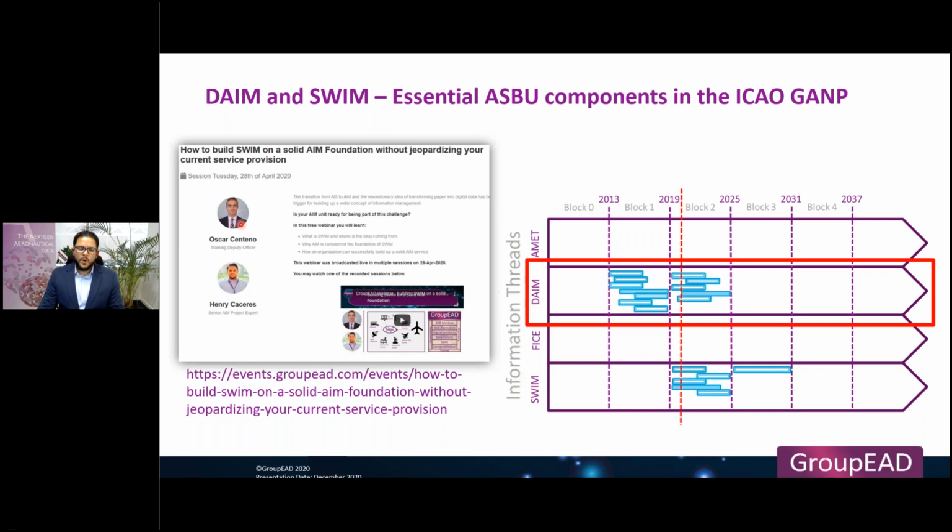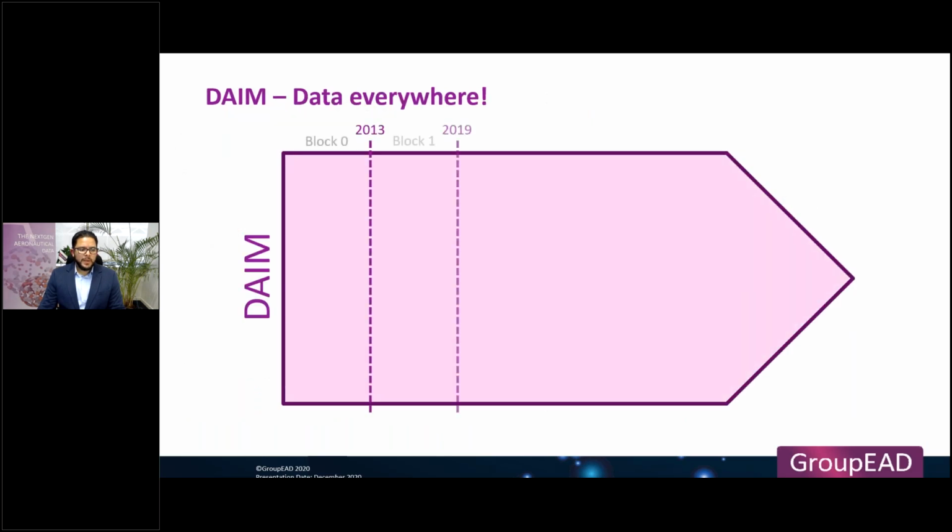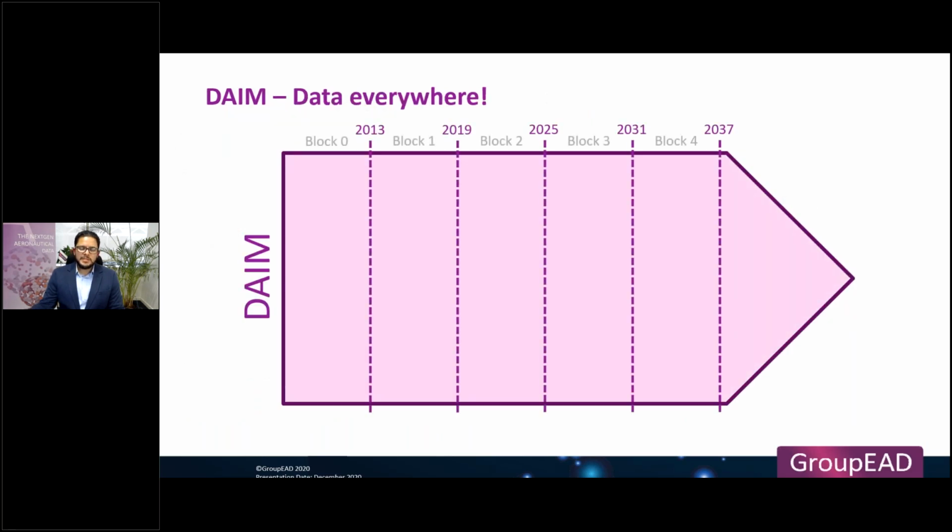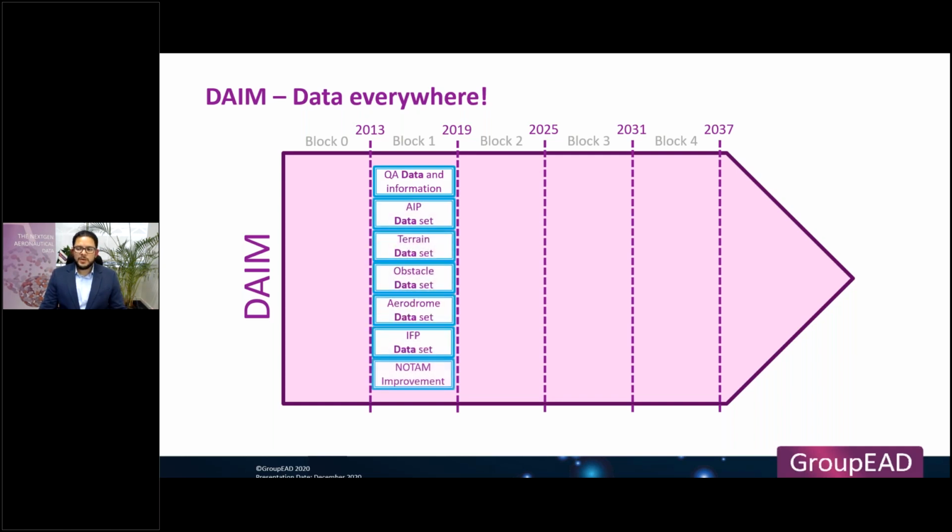But today we're going to focus on digital AIM. So what do we have for digital AIM, which is this improvement area according to ICAO? You might remember that according to ASBU, these are several blocks of 6 years each, where we have objectives to be met, yeah? And in digital AIM, there are actually several objectives for block one.